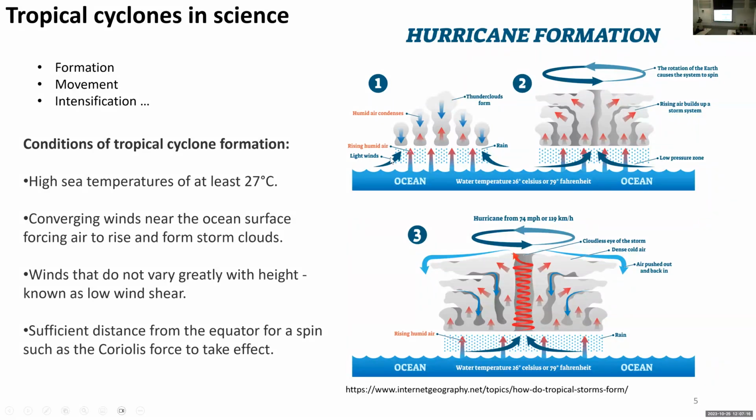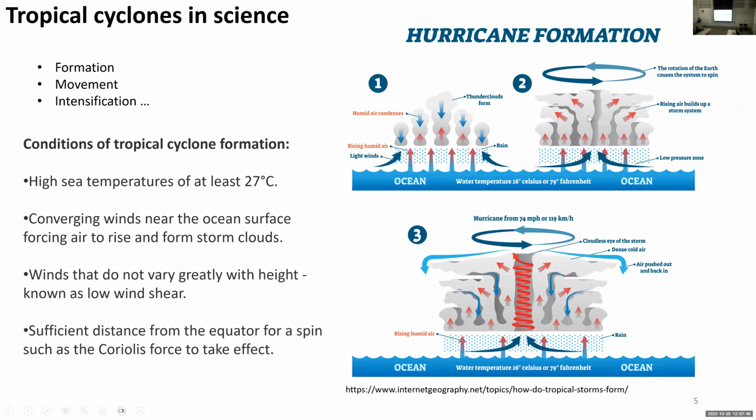And then during their rise, the water vapor will condense into droplets and form clouds. As long as the oceans provide enough water and heat, this process will go on, and the storm cloud will grow and grow.